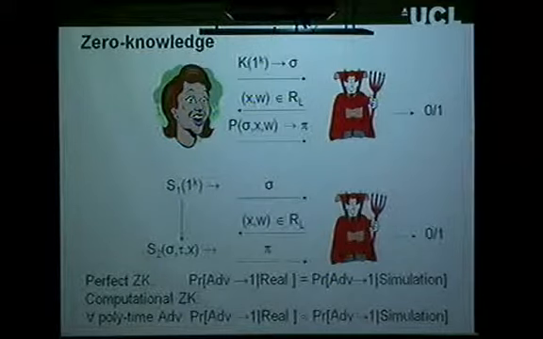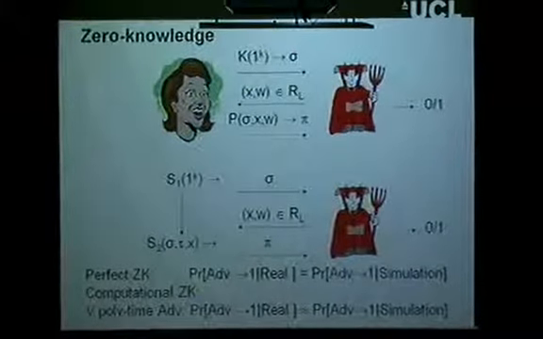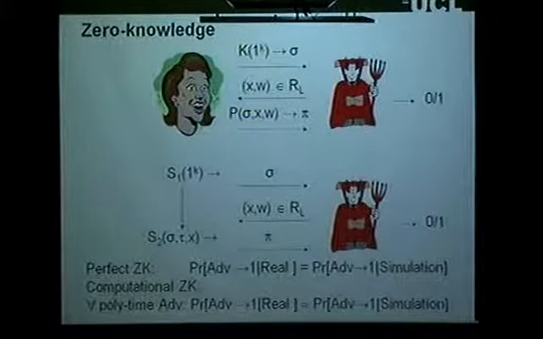And we say we have perfect zero knowledge if the odds of guessing one are exactly identical in those two experiments. And we say it's computational zero knowledge if a polynomial time adversary only has negligible advantage in guessing which of those games it is. The reason we say this is zero knowledge, it doesn't reveal anything, is because the simulator obviously doesn't use the witness at all, right? So it can't leak any information about the witness.